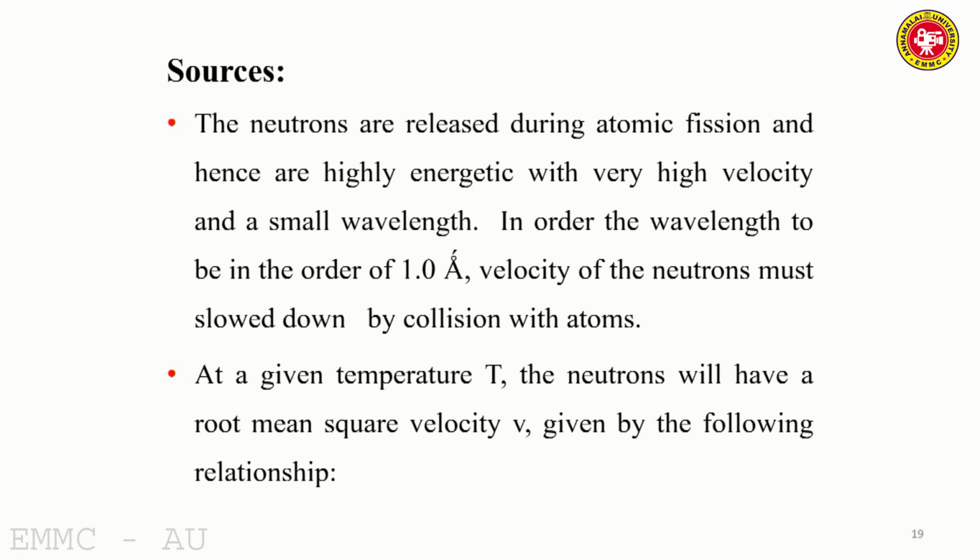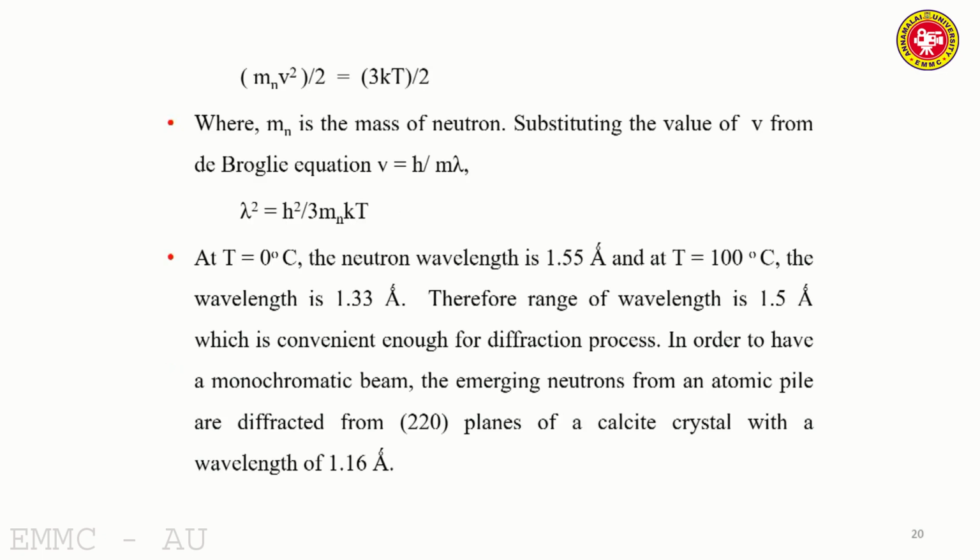At a given temperature T, the neutrons will have root mean square velocity v given by the following relationship: mv squared divided by 2 equal to 3kT/2, then the square root. Here mn is the mass of the neutron. Substituting the value for v from the de Broglie equation, v equal to h by m lambda, then lambda squared equal to h squared over 3mkT. At T equal to 0 degrees, the neutron wavelength is 1.55 Angstrom, and at T equal to 100 degrees, the wavelength is 1.33 Angstrom. Therefore, the range of wavelength is about 1.5 Angstrom, which is convenient enough for the diffraction process.